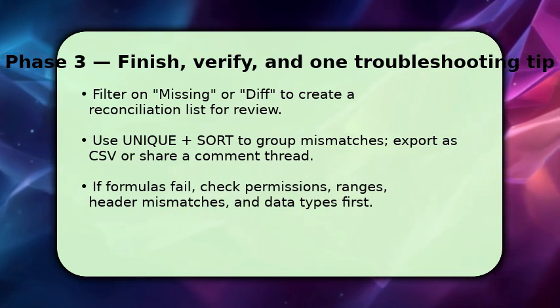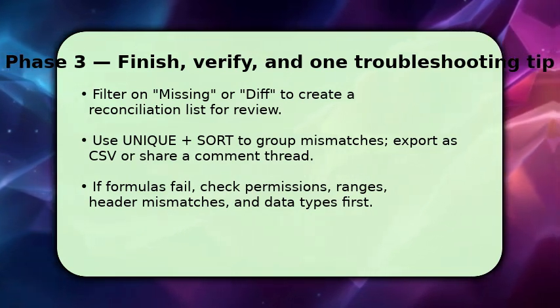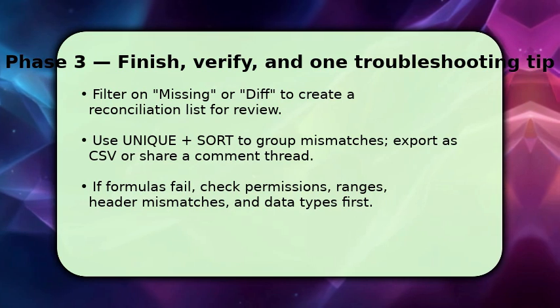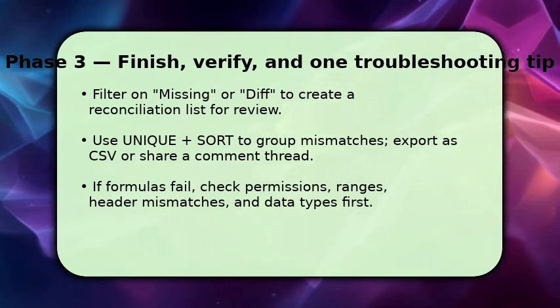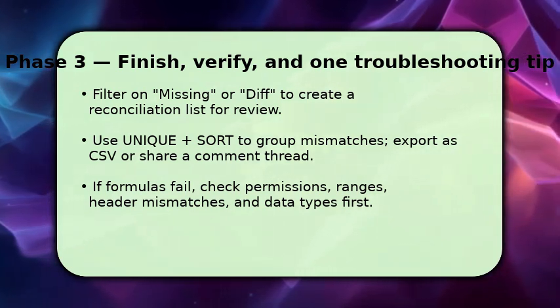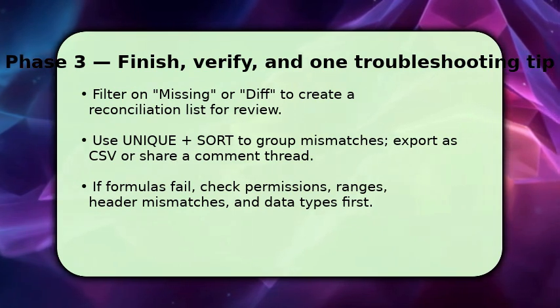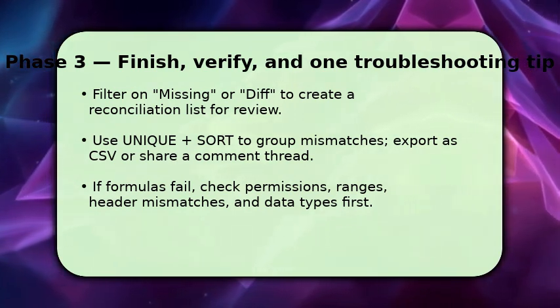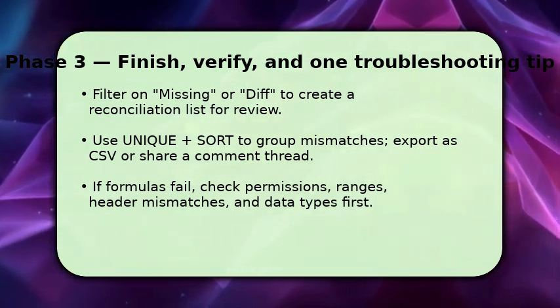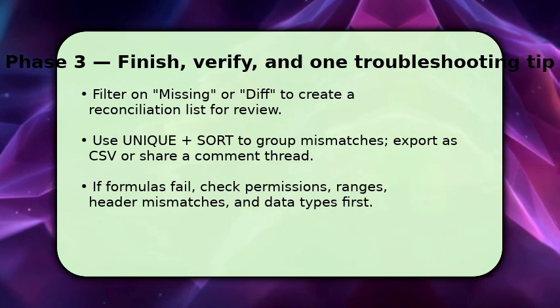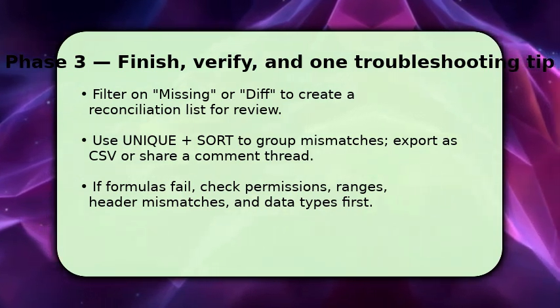Filter the status column for missing or diff and copy those rows into a reconciliation tab. Once copied, add notes, assign ownership, and use UNIQUE and SORT to reduce duplicates before exporting a CSV or sharing access. If things go wrong, first verify IMPORTRANGE permissions, exact header names, and that ranges cover all rows.